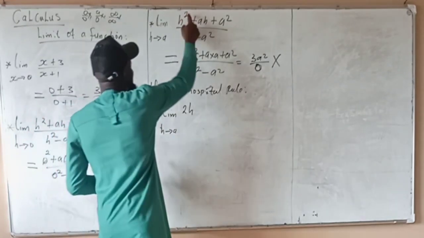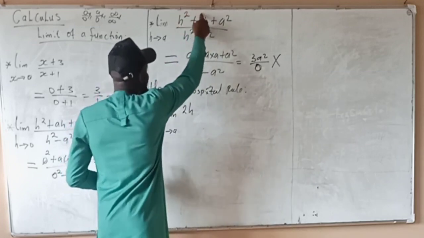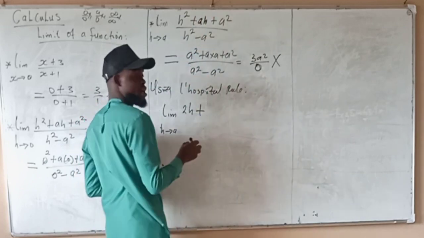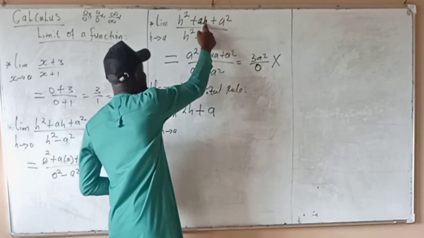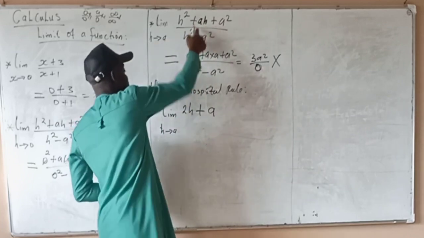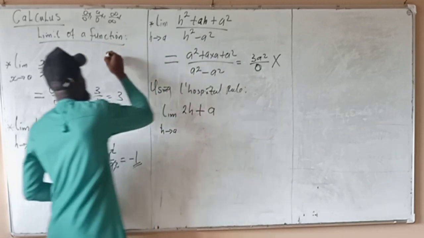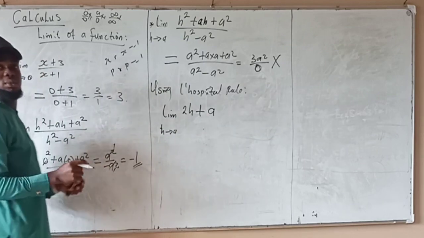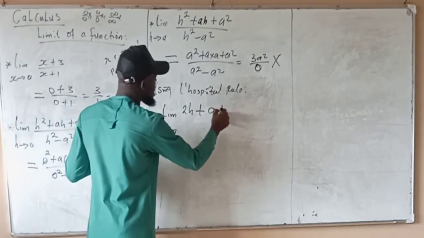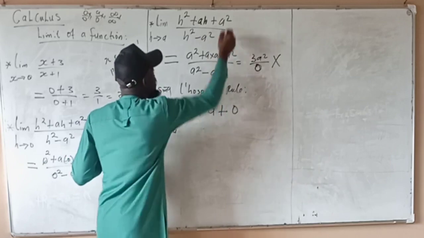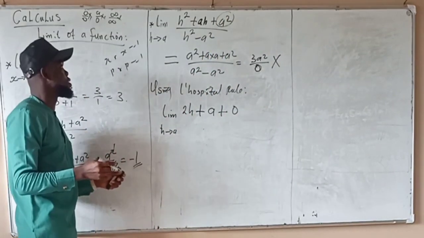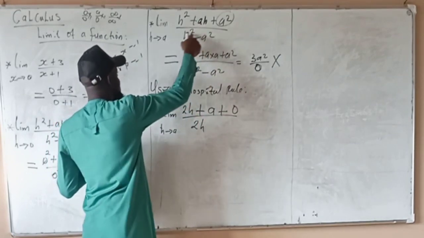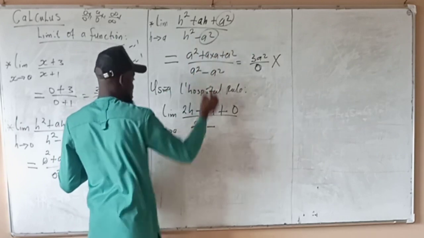Differentiate h squared, we have 2 times h to the power 2 minus 1, which is 2h. Then plus, differentiate ah, the answer is a, because differentiating h with respect to h is 1, and 1 times a is a. Remember, differentiate x with respect to x, that is 1. Differentiate p with respect to p, that is 1. Then differentiate this a squared, that is 0, because there is no h in it. On the denominator, differentiate h squared, we have 2h. Differentiate the other term, there is no h there, so it becomes 0.